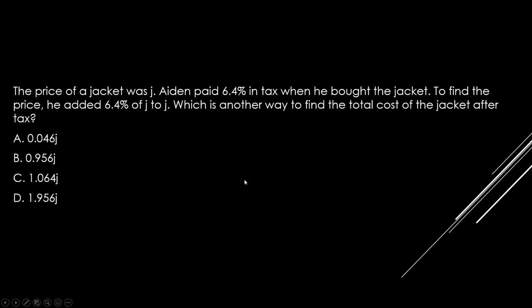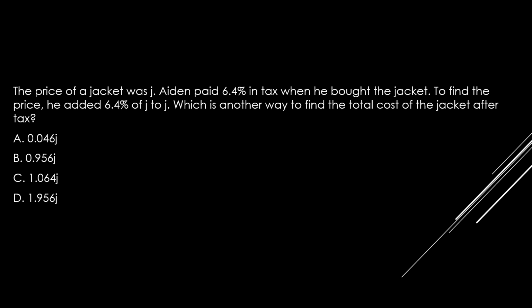Alright, the next one says that the price of a jacket was J. So J is how much this jacket cost, and Aiden paid 6.4% in tax when he bought the jacket. To find the price, he added 6.4% of J to J. This is sounding weird in the way that they're saying it. We want to know what's another way he could find the total cost.